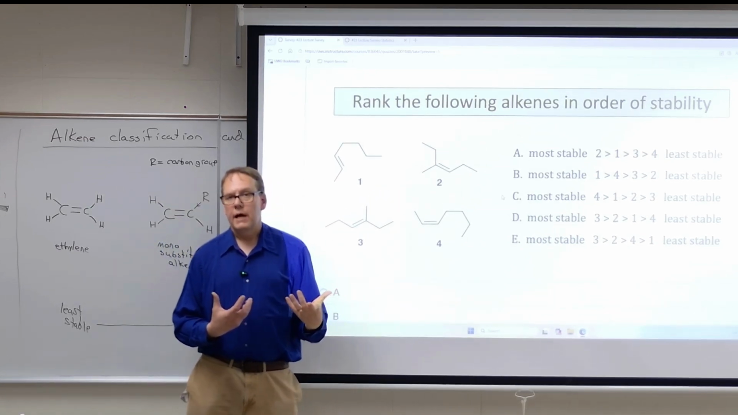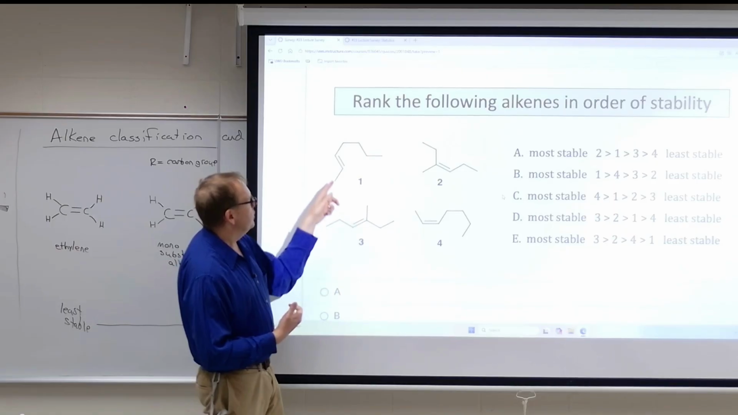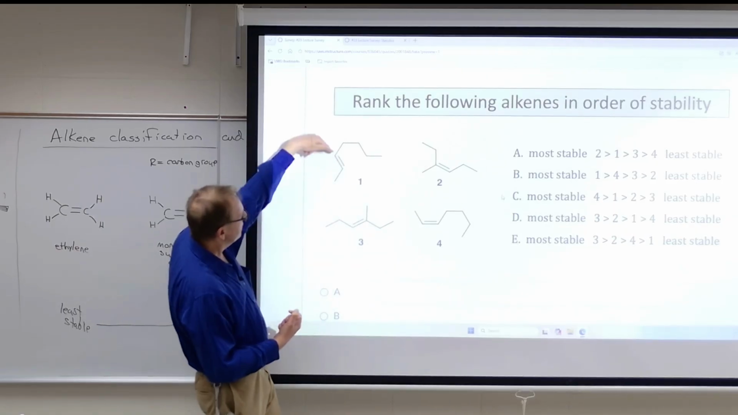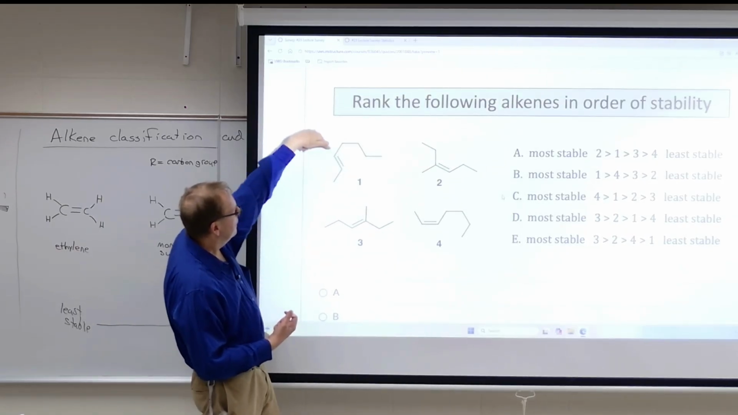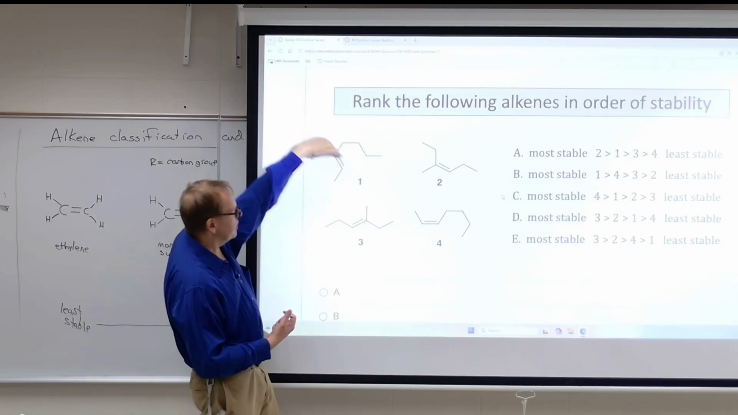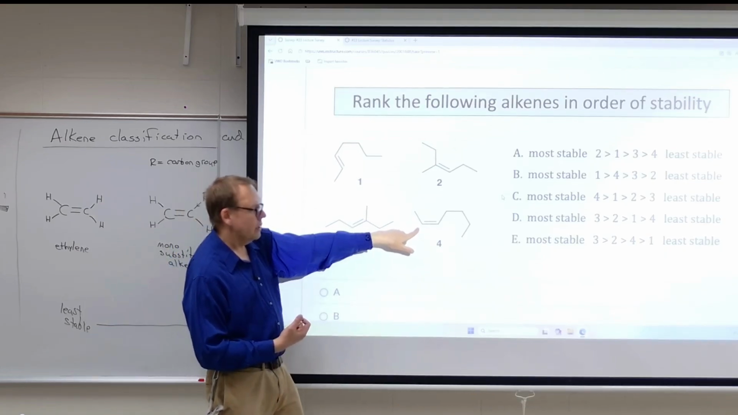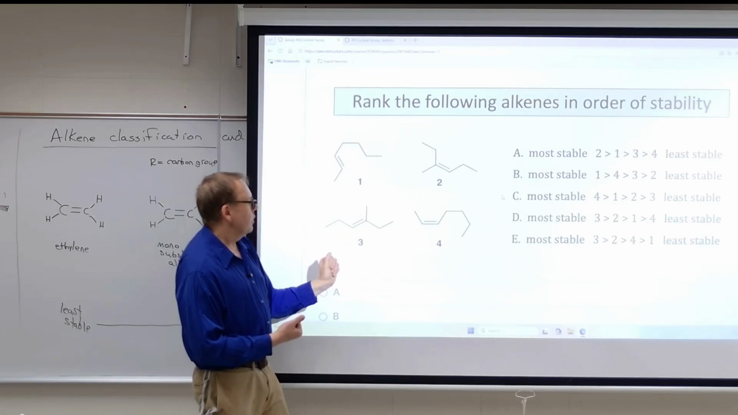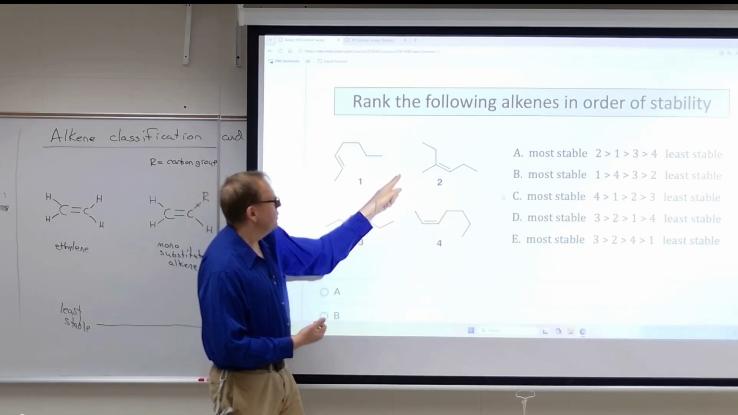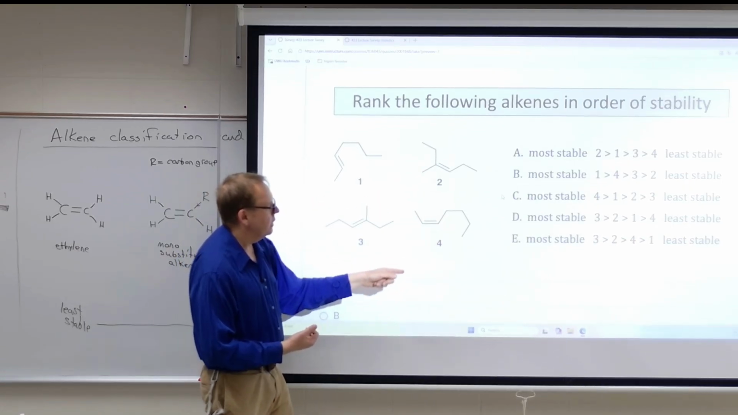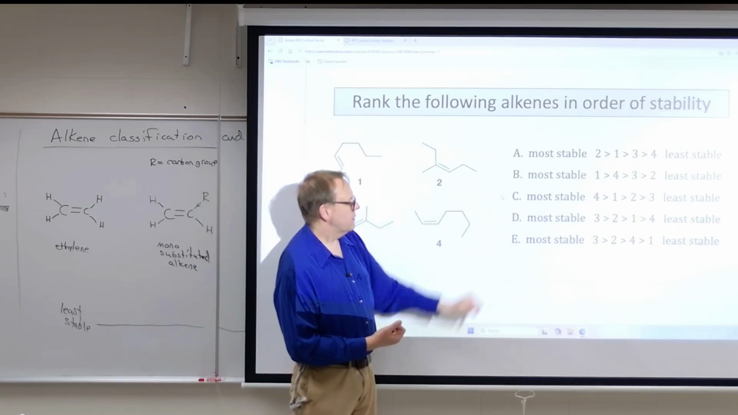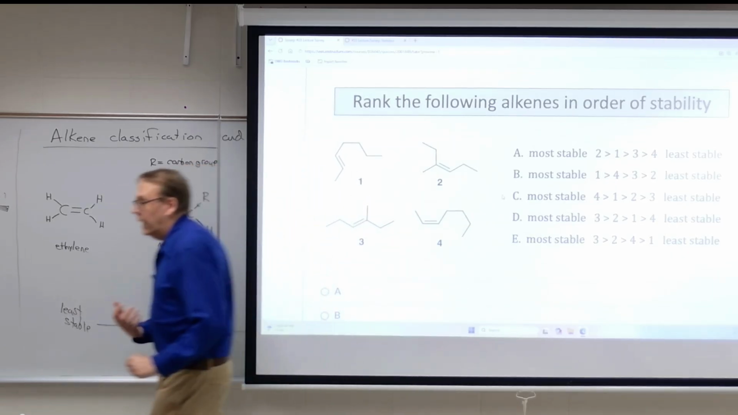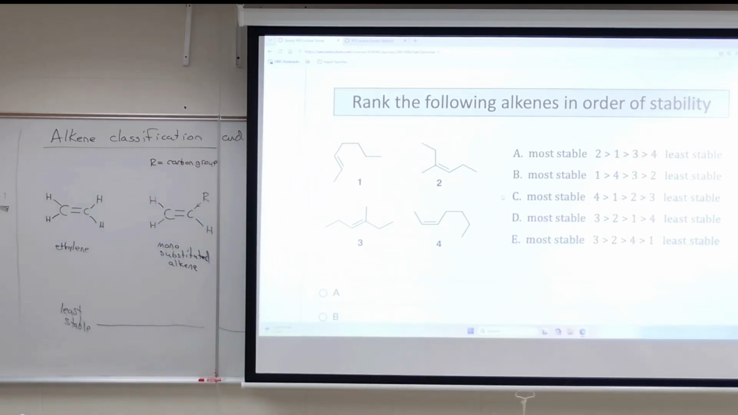Then we have to look at the disubstituted ones and answer those. So between 1 and 4, 1 has got the trans alkene, which is less steric strain, and 4 has the cis configuration, which has a lot more steric strain and is less stable. So the ordering is 3, 2, 1, 4. 3, 2, 1, 4 is answer D, and a lot of people got it. Actually, it was the most popular answer.